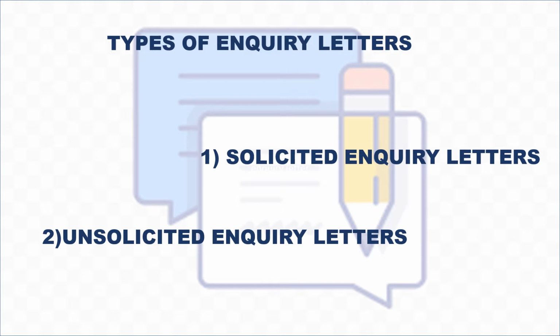When you take the unsolicited enquiry letter, it means that you're writing a letter without referring to anything. Just like that, you write a letter asking for some information to an organization. So you don't refer to any advertisement or any letter that you have received or any information that you have seen. If you write a letter just like that, we call it an unsolicited enquiry letter. So these are the two types of enquiry letters.